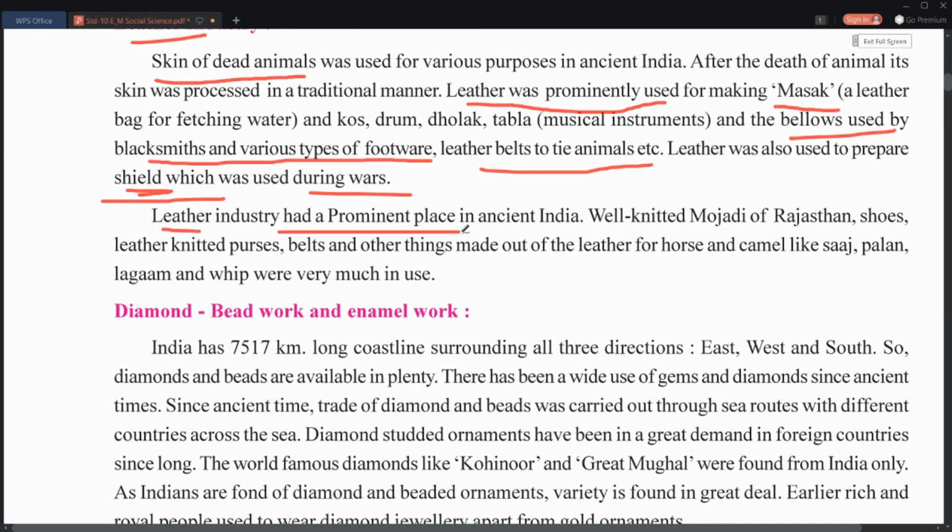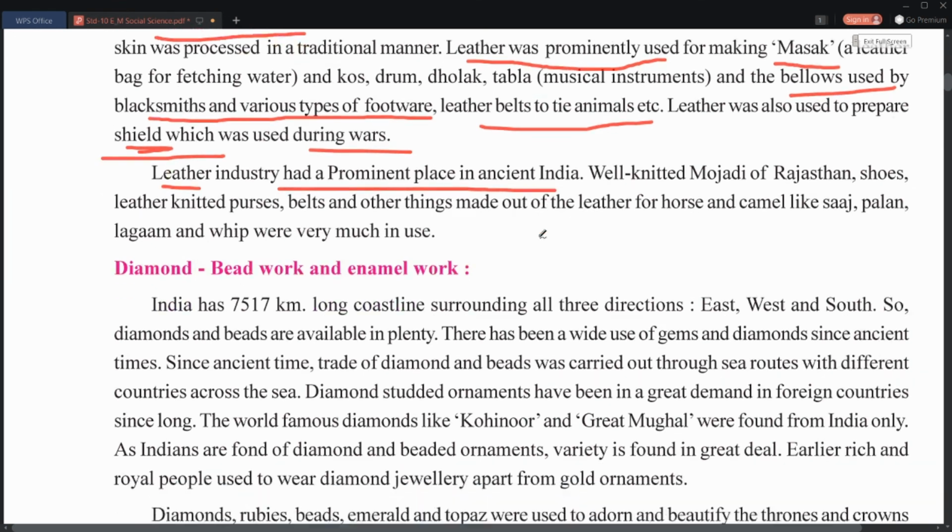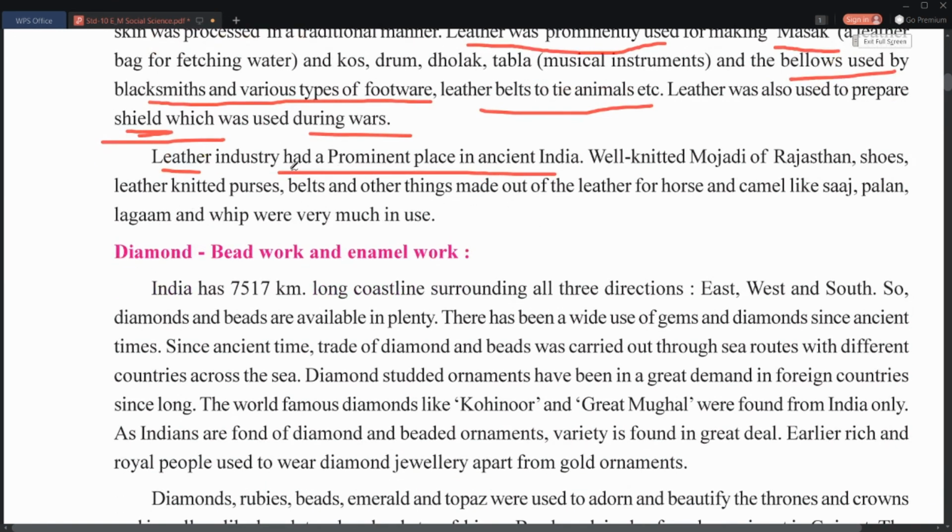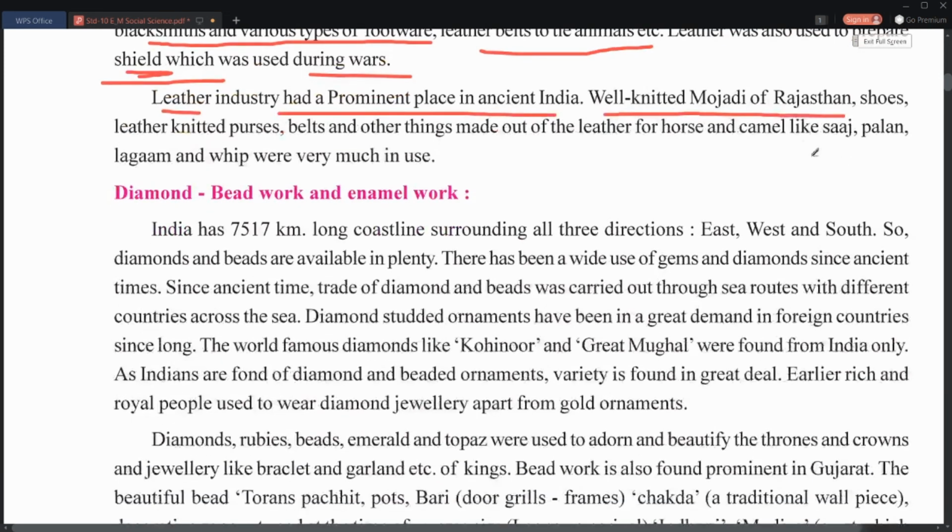The leather industry had a prominent place in ancient India. It is also a very well-known industry right from ancient times in India. The well-knitted mojri of Rajasthan, the shoe made of leather from Rajasthan, is well known. Shoes, knitted purses, belts and other things made out of leather, and for horses and camels things like saj, palan, lagam and whip were very much in use.